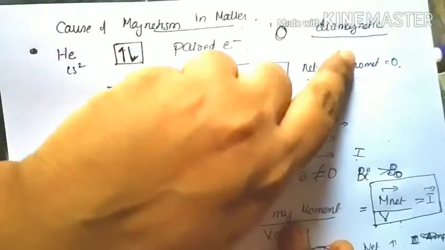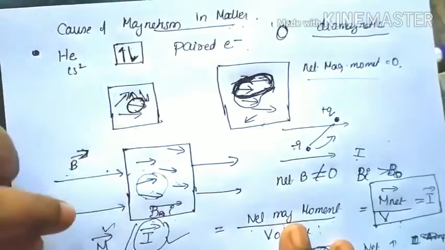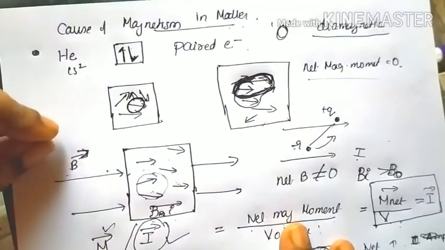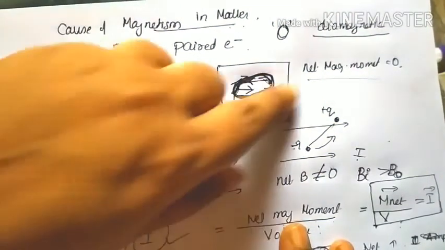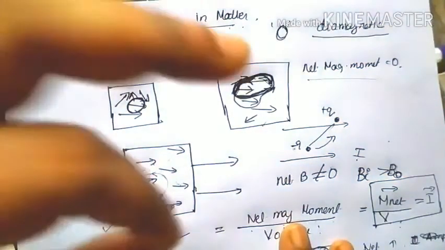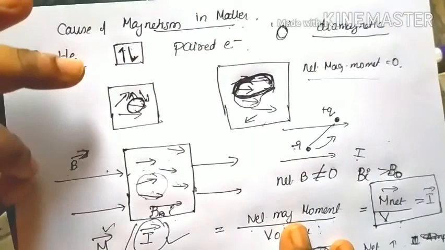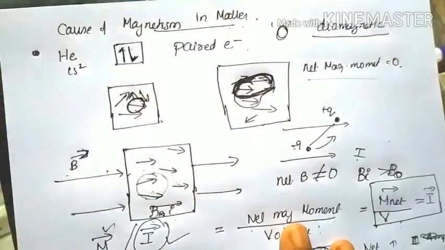Hence I can say almost all the paired electron atoms are diamagnetic materials, or in terms of atomic dipole, there is no atomic dipole in the case of diamagnetic objects, right? The atoms don't have a dipole formation. Net magnetic moment is 0 in the case of a diamagnetic object.